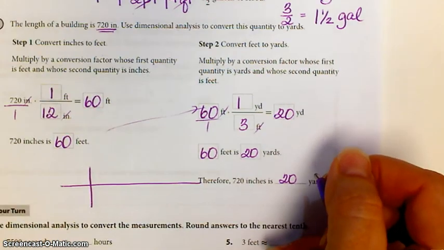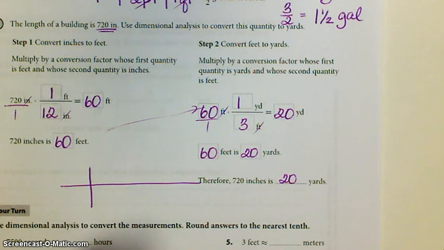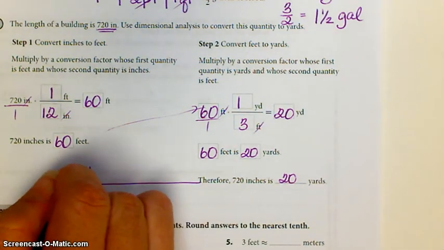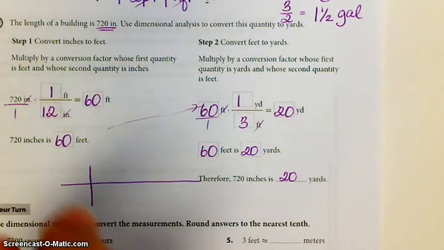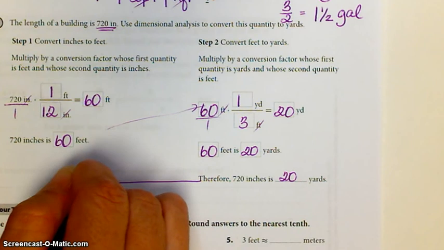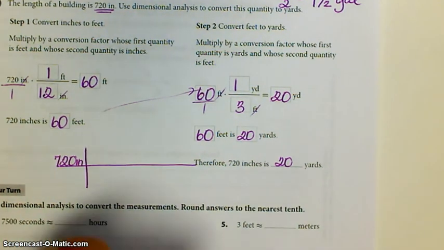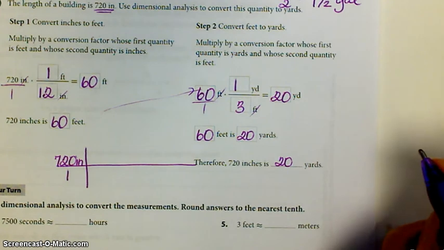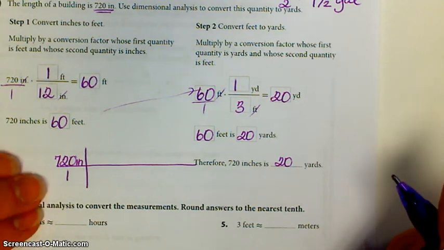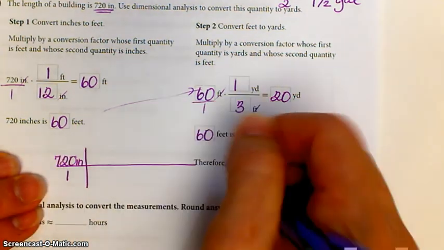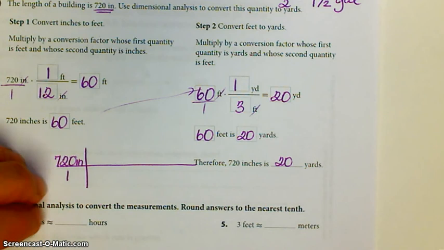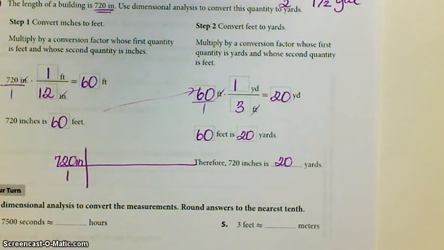Now, personally, I prefer to do it all together, so I'll show you the way I like to do it, but you certainly can do these separately. So you'd start off with what you're given, which is 720 inches. I like to make mine over just a number 1 to make it look like a fraction, because I'm going to multiply it by some other fractions. What fractions? Those conversion factors.